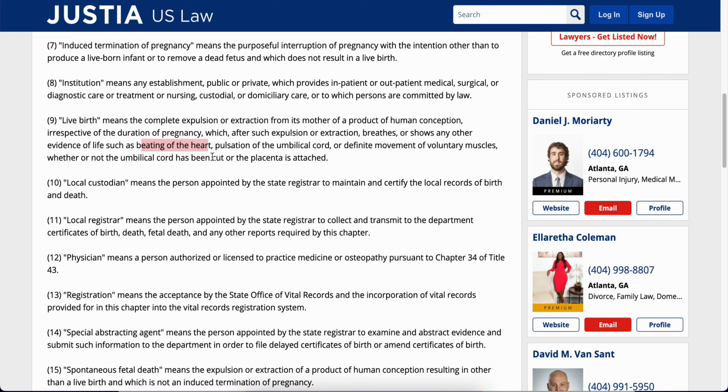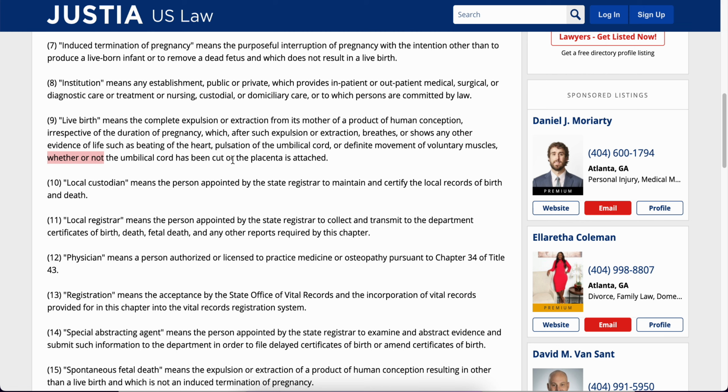Baby got the heartbeat. Pulsation of the umbilical cord. That's the placenta, because the placenta is attached to the baby through the umbilical cord. Or definite movement of voluntary muscles. That's the limbs, the arms, legs, and all. The head, of the baby. Whether or not the umbilical cord has been cut, keep in mind, that means it could be either cut or still together. It's still all a live birth.